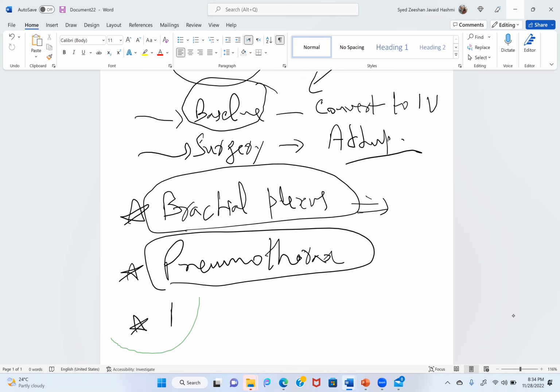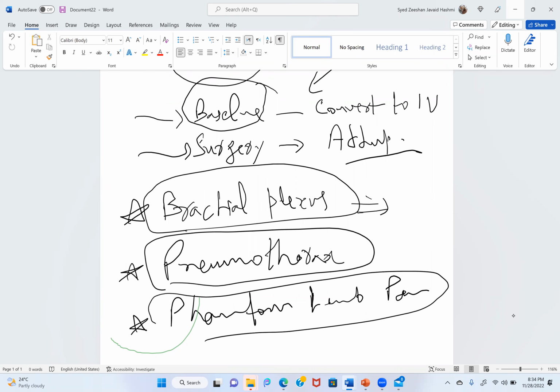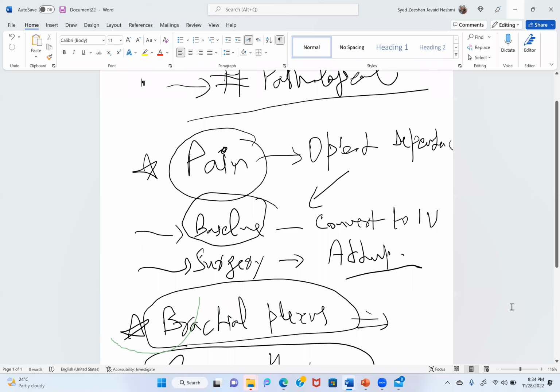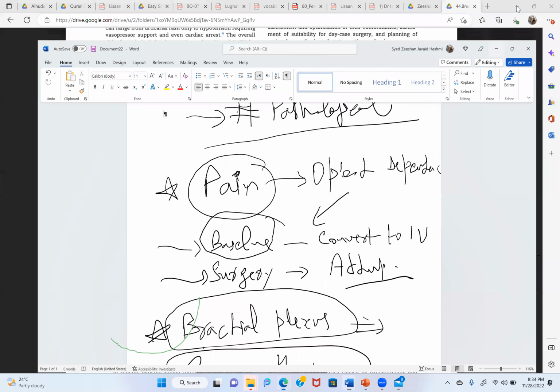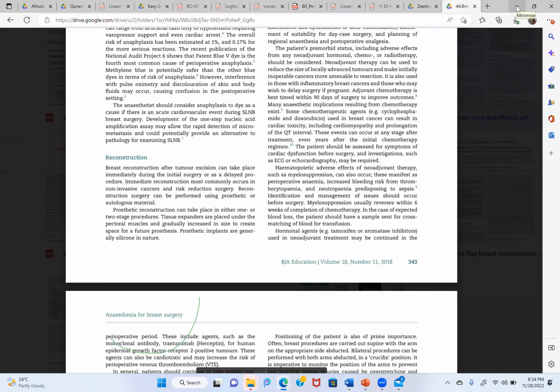Yes, phantom limb. Okay, phantom limb pain. Mastectomy is one of the surgeries involved in this. And as mentioned, with any cancer, not only breast cancer, it is not very advisable to transfuse too many units because it is associated with recurrence of the cancer. So if the patients are compensated, you should not give too much blood transfusion.